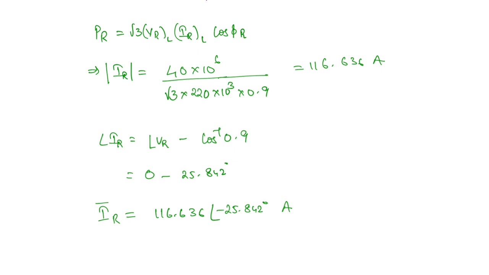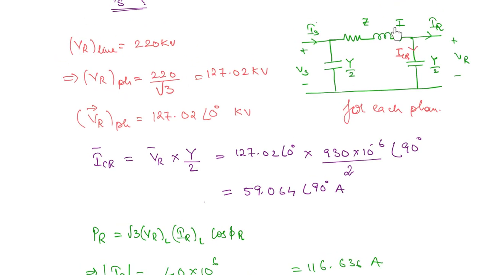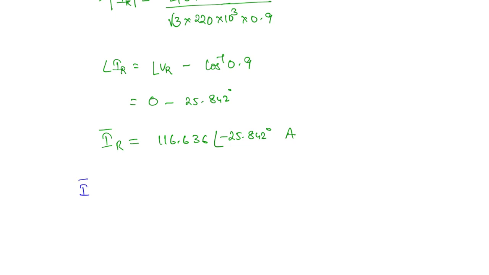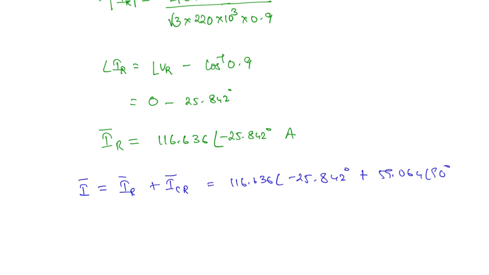So now we can find out the current through the impedance. I is equal to ICR plus IR by KCL, right? So I is equal to IR bar plus ICR bar. So this is equal to 116.636 angle minus 25.842 plus 59.064 angle 90 degrees. This is ICR. If you calculate the final value, you're going to get 105.3 angle 4.48 degrees. This is in amperes.